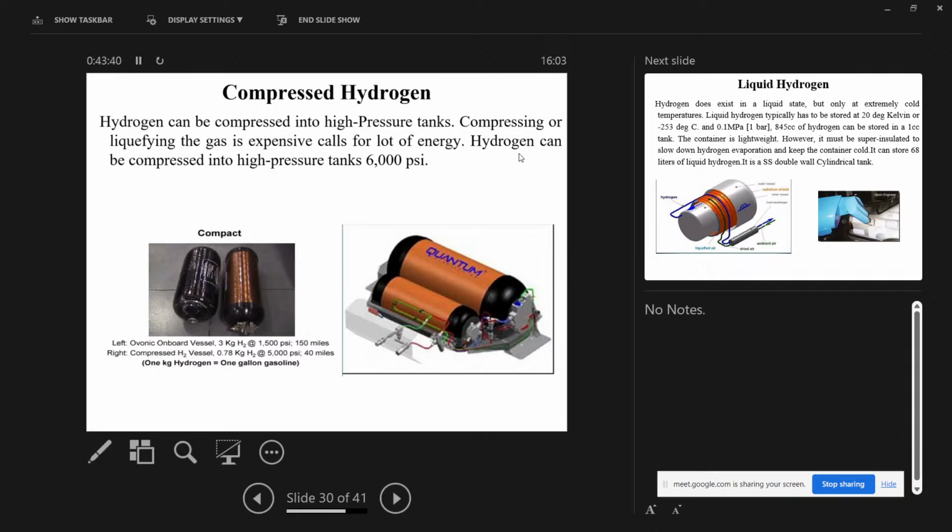The second one is the compressed hydrogen. So the first one was the metal hydride. The second one is compressed hydrogen. It is very difficult for every industry to compress hydrogen because the calorific value of this is very high. So it is very high to compress, but still the hydrogen should be compressed at high pressure sometimes, and it becomes extremely hot because a lot of energy is required.